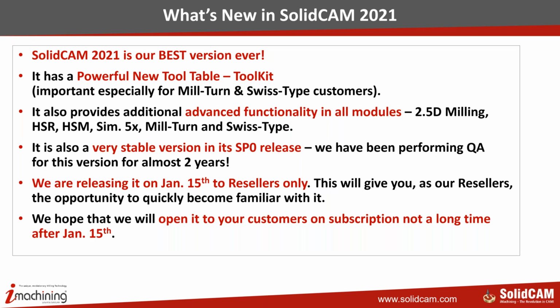In the What's New presentation that you will receive, there are about 117 slides, so you could imagine how much new functionality we have in this version. As you know, this version has a powerful new tool table, which is especially important for mill turn and switch type customers. It also provides additional advanced functionality in all modules: 2.5D milling, HSR, HSM, simultaneous 5-axis, mill turn, and switch type. Another very important thing, it's also a very stable version in its SP0 release.